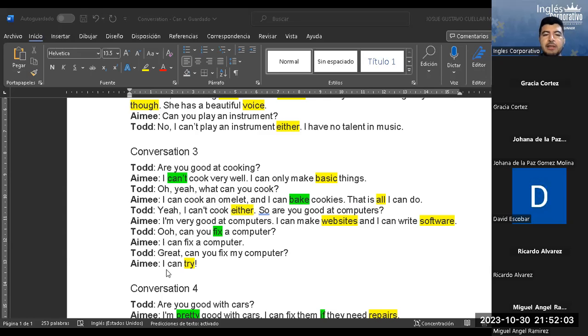Puedo intentar. So, the vocabulary is can't, basic, no es basic, basic, okay? Bake cookies, that is all I can do. Either. Websites, software, fix, try, okay?